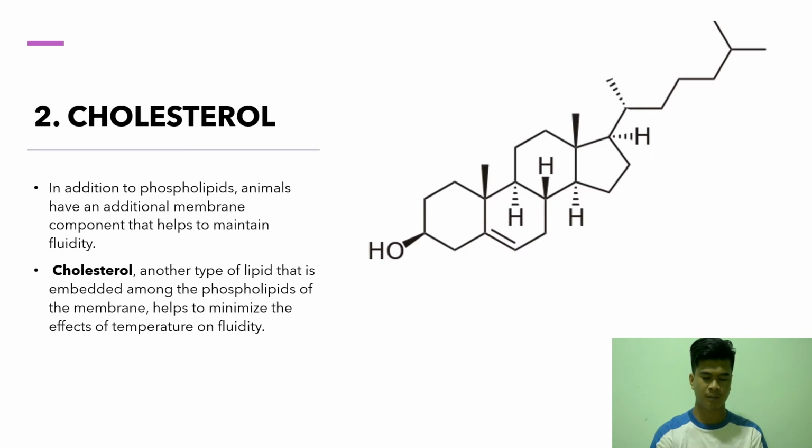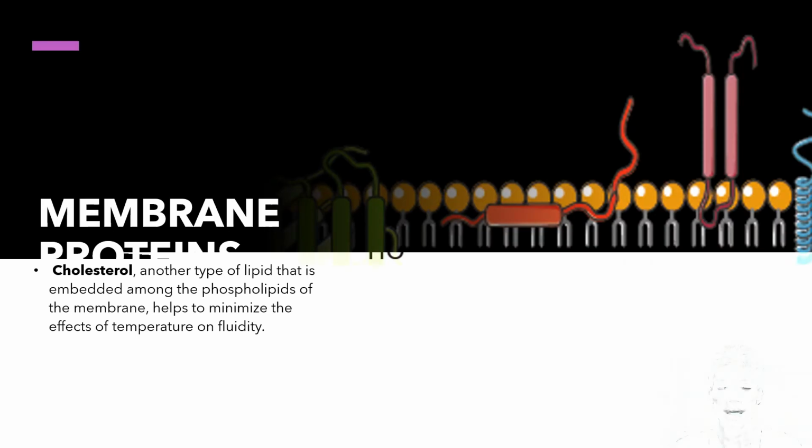Cholesterol. In addition to phospholipids, animals have an additional membrane component that helps to maintain fluidity. Cholesterol is another type of lipid that is embedded among the phospholipids of the membrane. It helps to minimize the effect of temperature on fluidity.